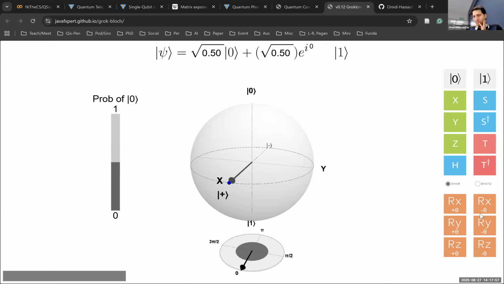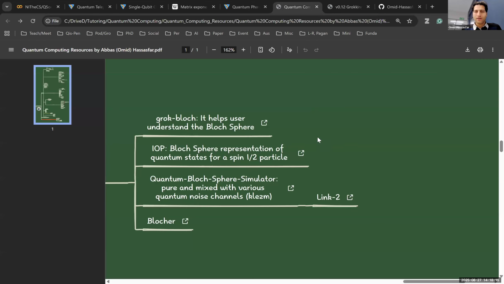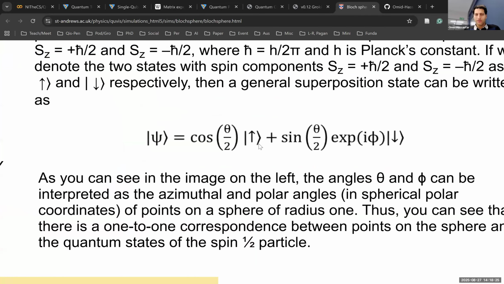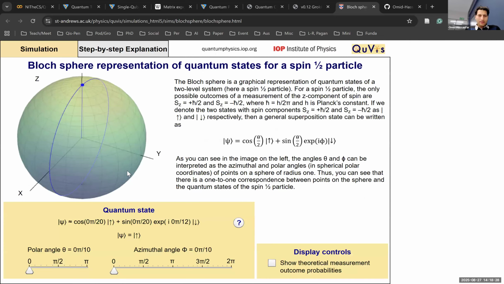You also have some nice visualization here about different rotations. You can check what will happen if you apply different rotations like this, or like this, and also probability. This is very nice, but we have other Bloch representations as well. For example, what I mentioned, you can consider this as a psi representation. There is a step-by-step explanation as well, the theta and then phi.